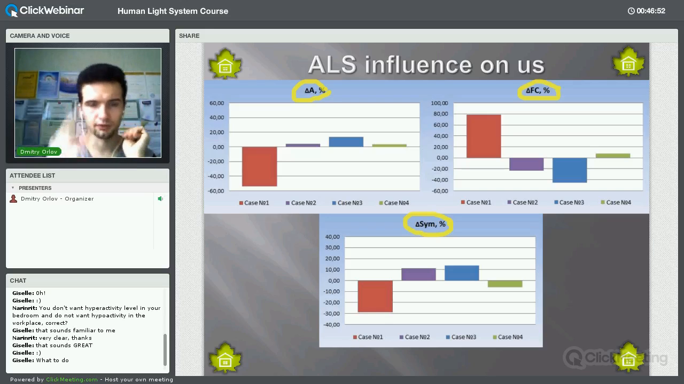So we can see that for the first case, we remember that the activity level of space was 20. That person has woken up with minus 50% of area, plus 80% difference of form coefficient, and almost minus 30% for balance, for symmetry. So it means that after sleeping, the person wakes up in a worse state than he was before falling asleep.